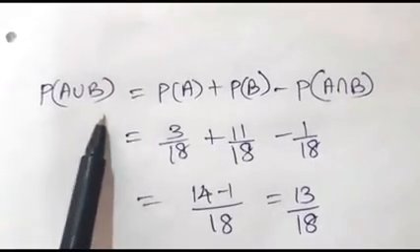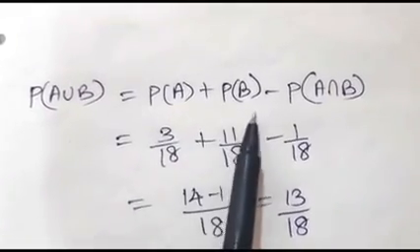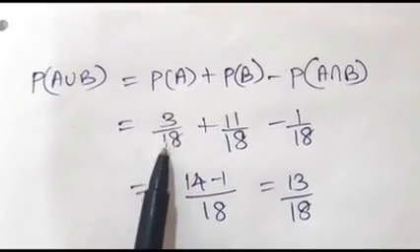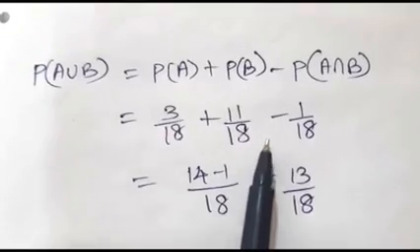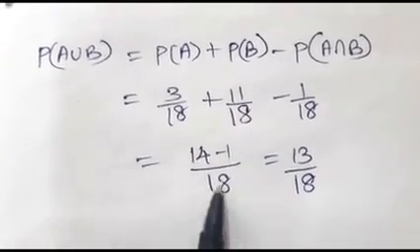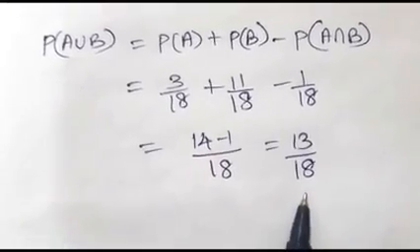P of A union B is equal to P of A plus P of B minus P of A intersection B. P of A, we know the value 3 by 18 plus 11 by 18 minus 1 by 18. 3 plus 11 is 14. 14 minus 1 is 13 by 18.